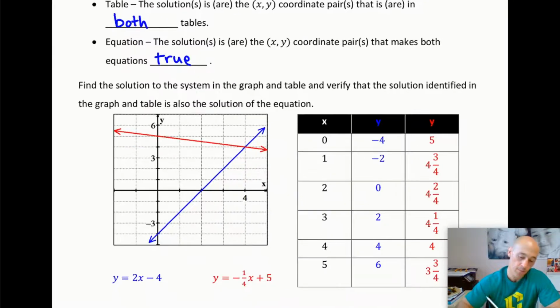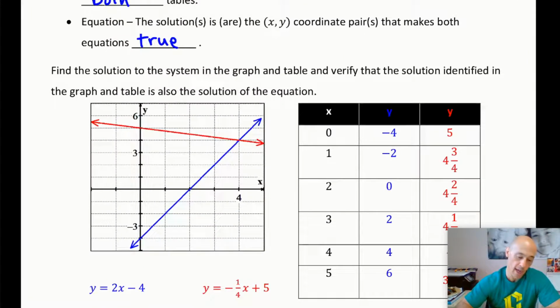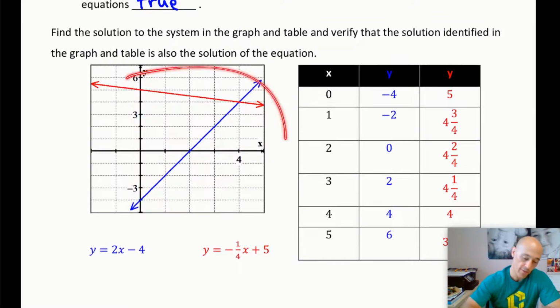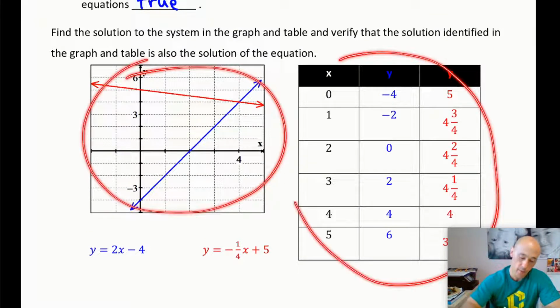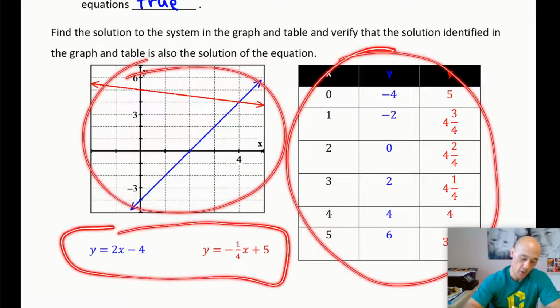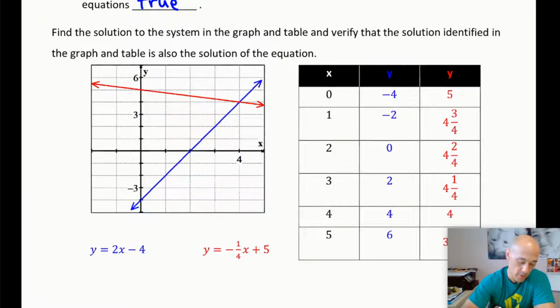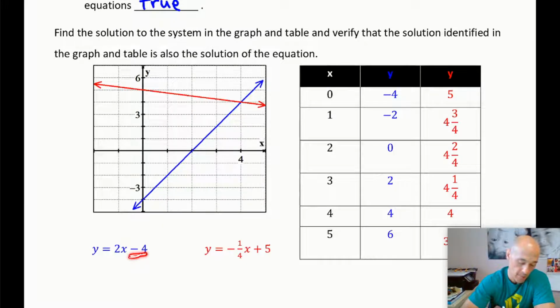All right, now we have a system of equations given graphically, in a table, and algebraically, or in equations. And we can see that the graph and the equations match up. Let's look at the blue one first. The y-intercept identified here by b says (0, -4) is the y-intercept.